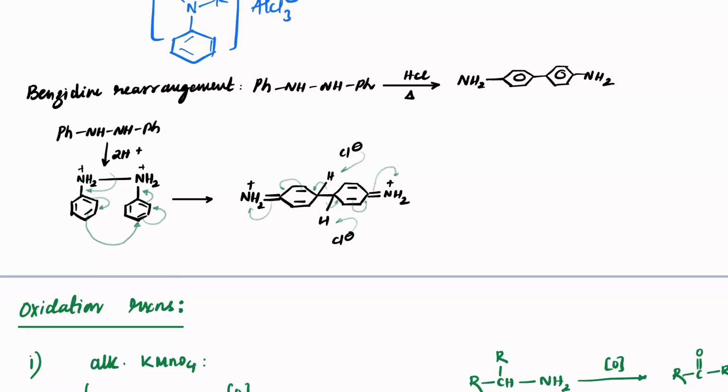So as that happens, we'll get this as NH2 connected with this benzene form and other benzene and NH2. That's it. This is the product formation. Please check. This is benzidine rearrangement reaction.